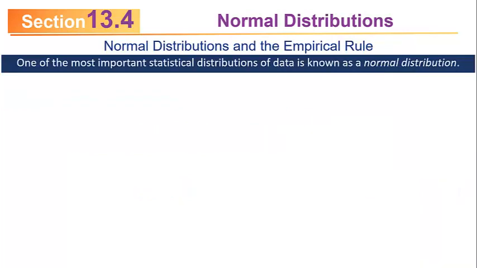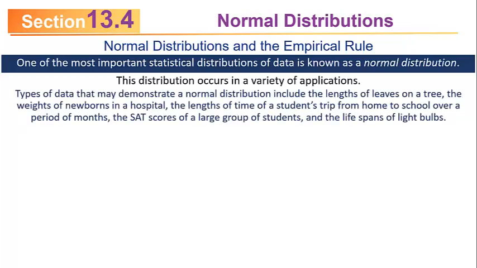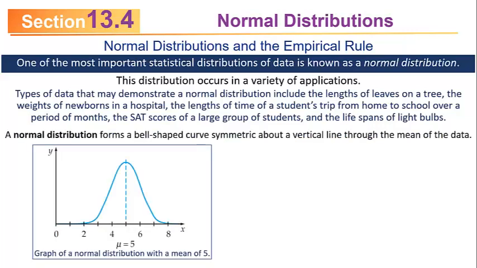One of the most important statistical distributions of data is known as the normal distribution. This distribution occurs in a variety of applications. I won't mention them all, but measuring errors, the weights of newborns in the hospital, lots of things follow a normal distribution, hence the name normal. The lifetime of an electronic component, maybe a light bulb, things like that.